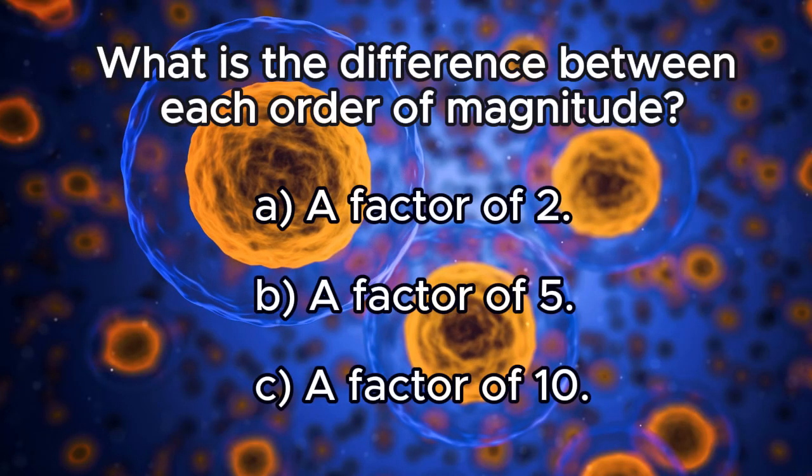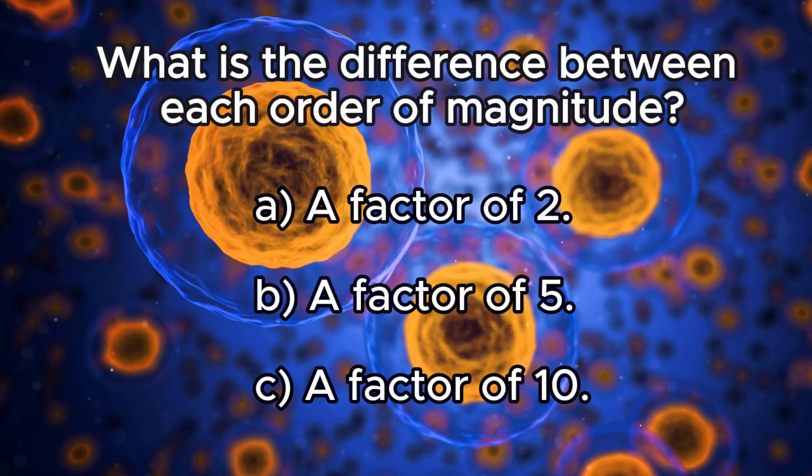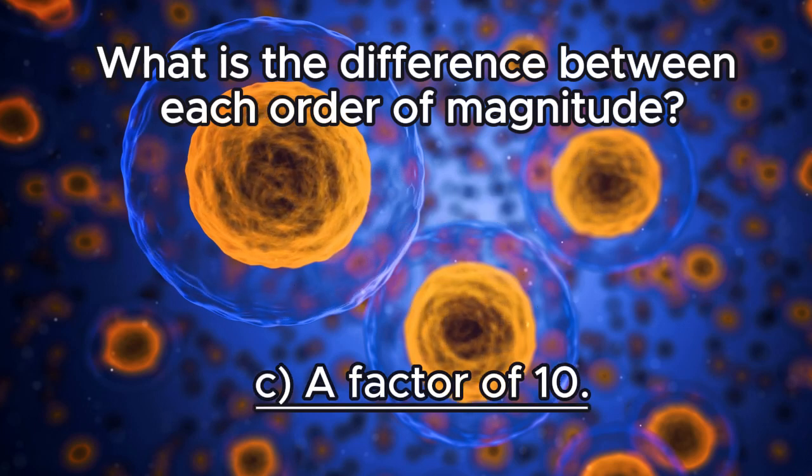What is the difference between each order of magnitude? The correct answer is C. An order of magnitude is a factor of 10 between two numbers.